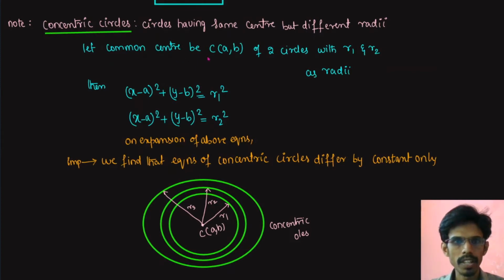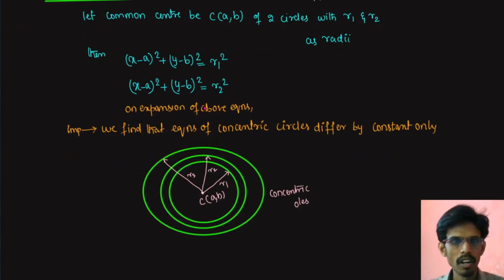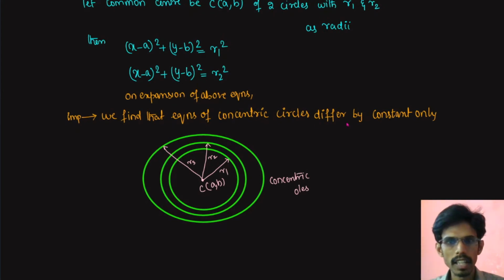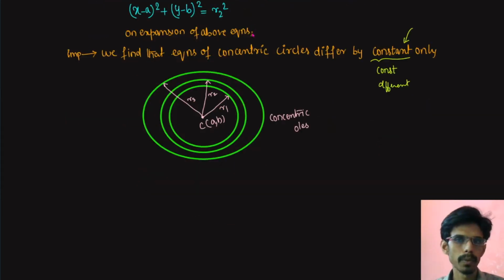Let the common center be C of A comma B for two circles having radii R1 and R2. Then the equations of circles will be in this form. Now on expanding these two equations, we may find that they differ only by a constant. Everything will be same, x coefficient, y coefficient, x square term, y square term, everything will be same, only the constant will be different for concentric circles.